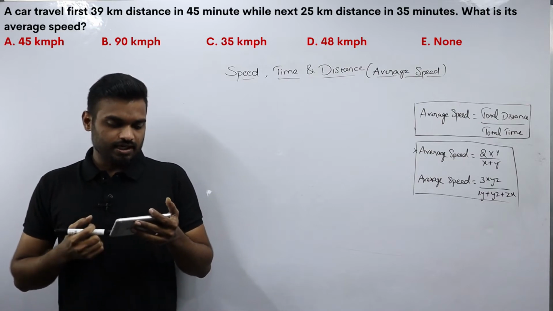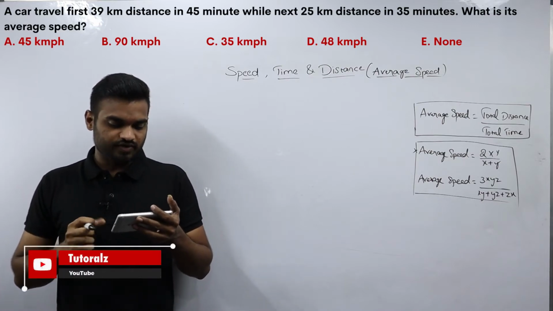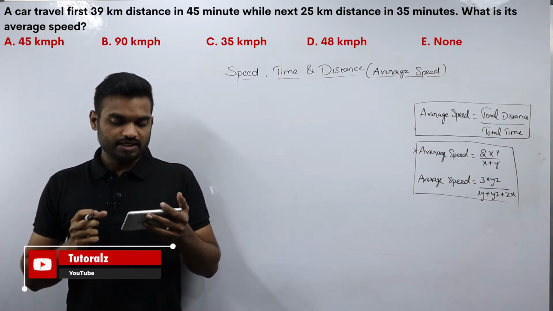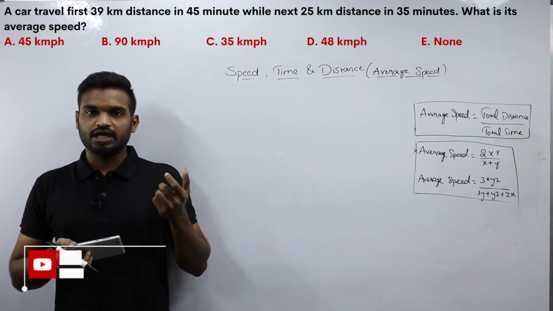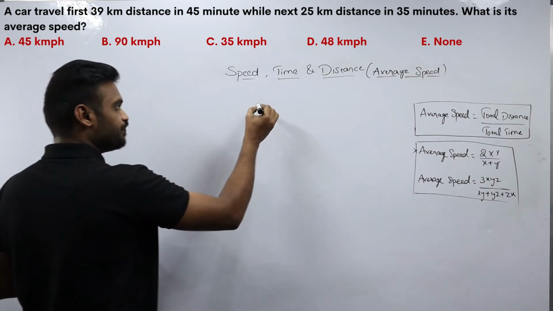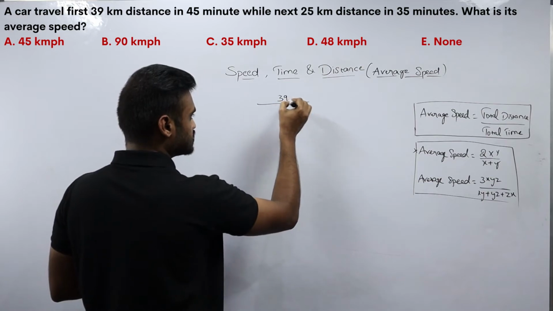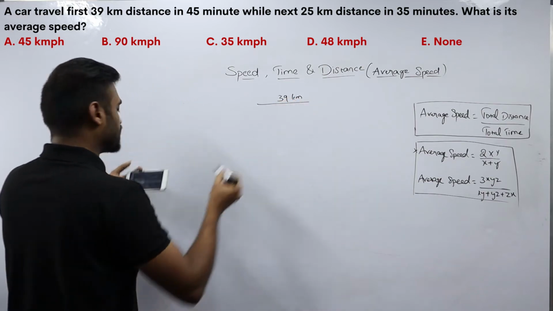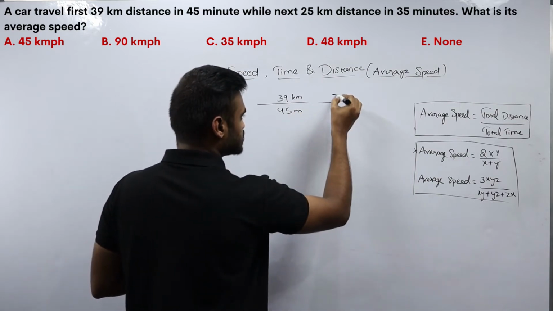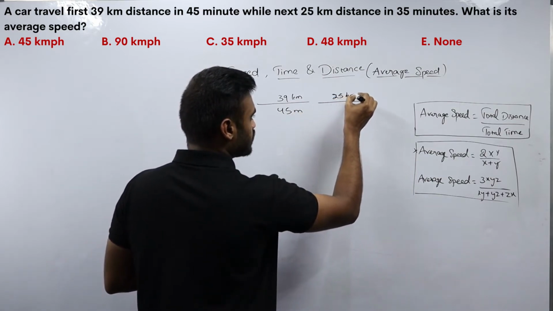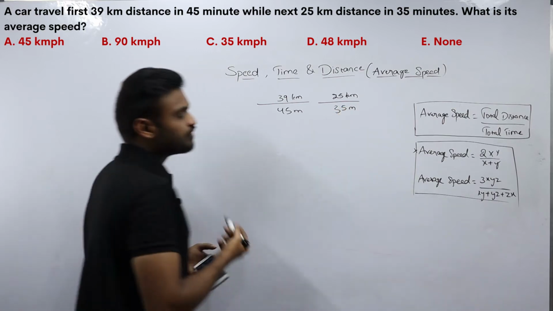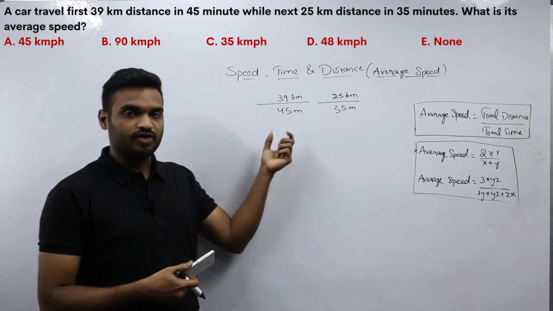They are saying that a car travels the first 39 km distance in 45 minutes, while the next 25 km distance in 35 minutes. What is its average speed? So we need to find out the average speed of the car. Okay, see here, they have given that a car travels the first 39 km distance in 45 minutes, and another 25 km distance in 35 minutes. Okay, now we need to find out the total average speed of the car.